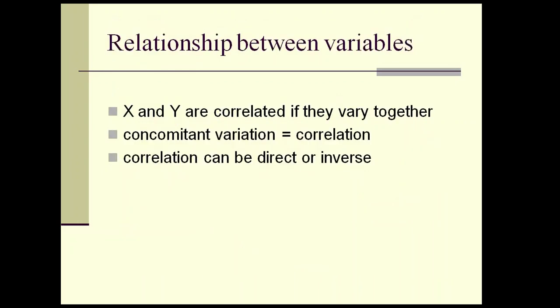Now, how do we measure the relationship between variables? If there are two variables x and y, this relationship could be measured easily with the help of correlation. Here we can say x and y are correlated if they vary together. Now, concomitant variation equals correlation, and correlation can be either direct or inverse.